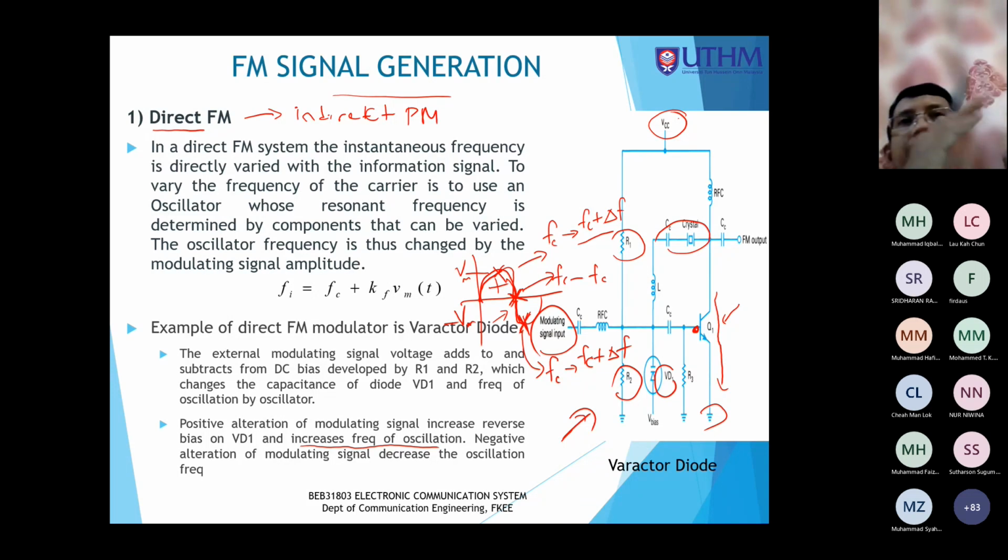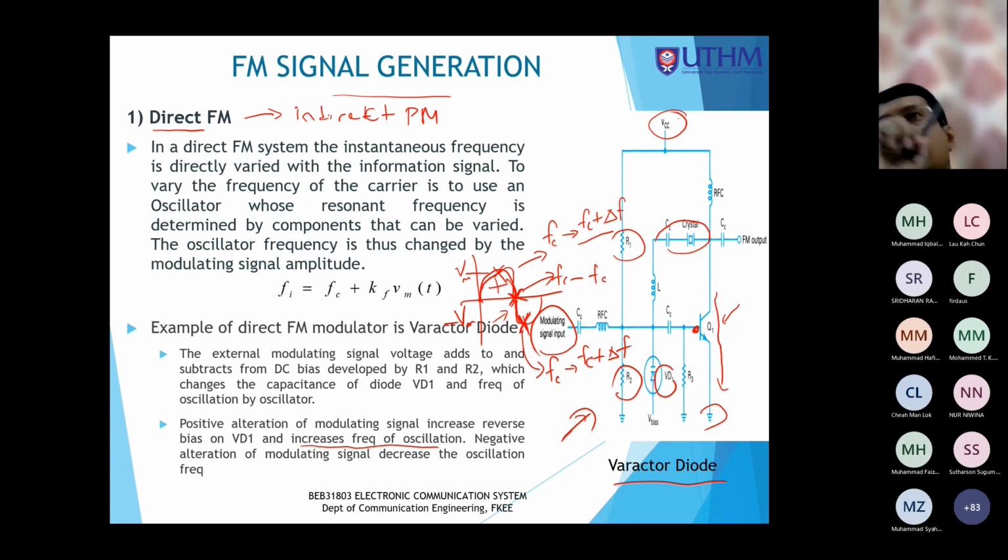Okay, meaning that a change in amplitude at the input produces a change in frequency at the output. So that means voltage variation at the input will produce frequency variation at the output. Okay, so this is the varactor diode.